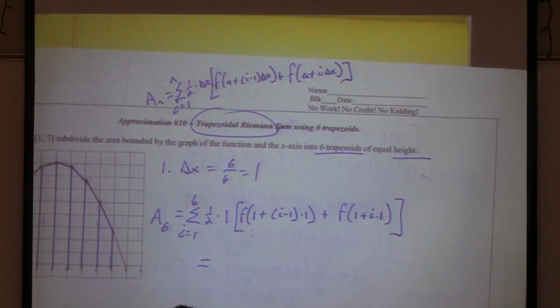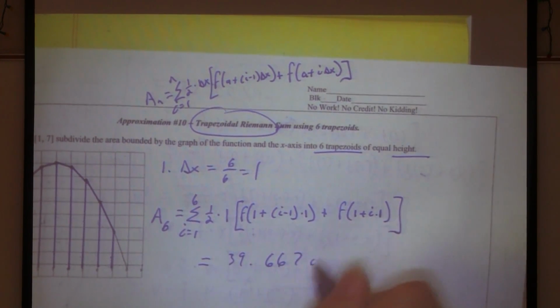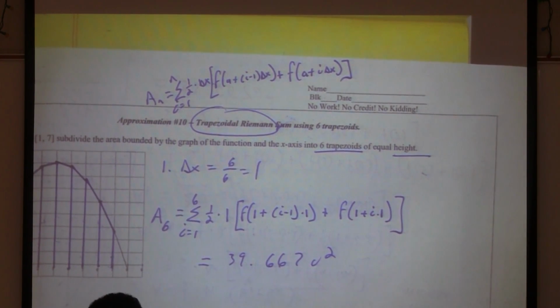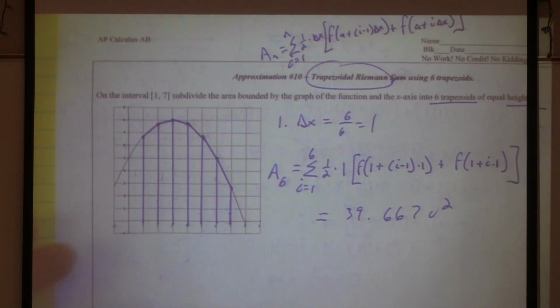And then right now we'll write it in expanded form. Hopefully you can do it faster this time now that you know the little shortcut. 39.667. Beautiful. So pretty close to the 40 with only 6 trapezoids in comparison to the other ones, right? Good? So let's practice writing it in expanded form.